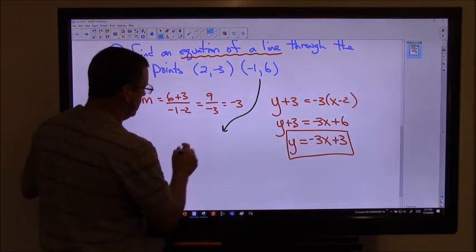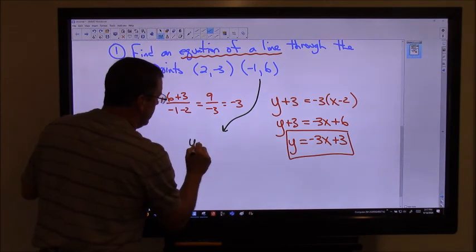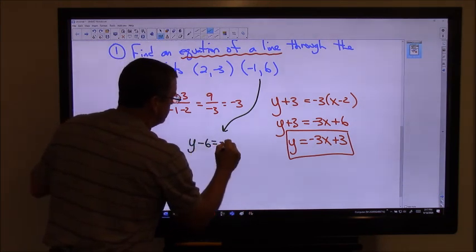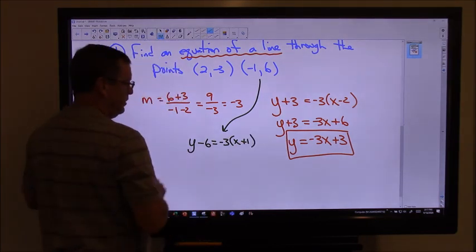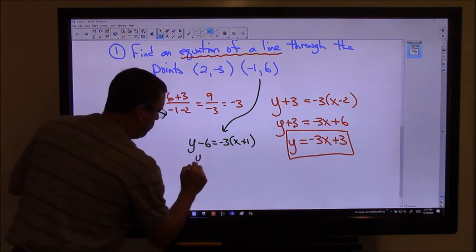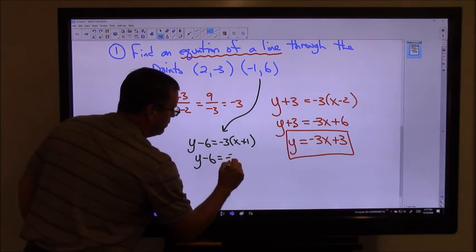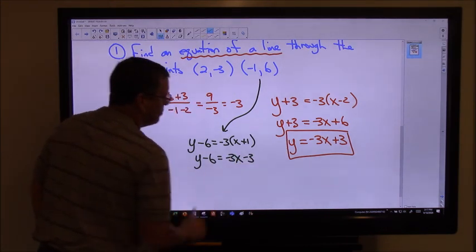So just to see that it doesn't matter which point I use, let me go ahead and do this one in a different color. I would do y minus the y value equals the slope times x minus the x value. Go ahead and distribute that, so I get y minus 6 equals a negative 3x minus 3.